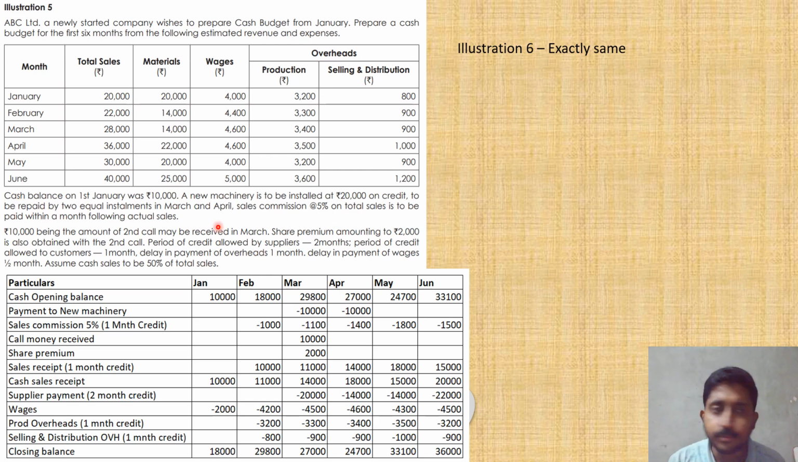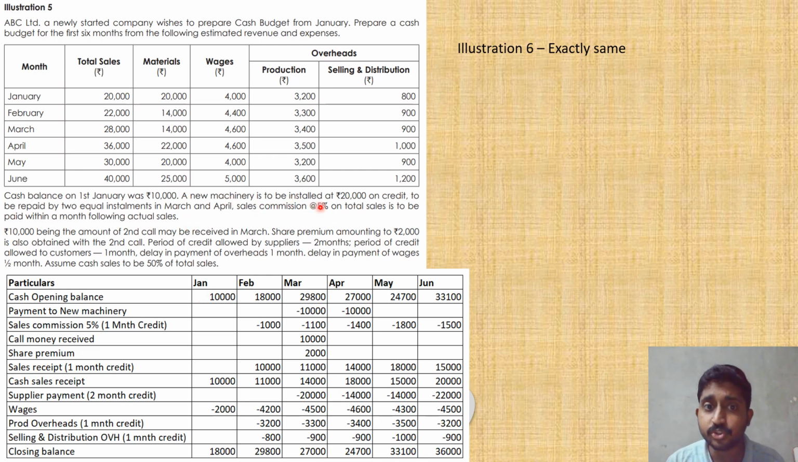Okay, so the first most important data that has come in is the cash balance on 1st January. So January to June is the period for which we are going to work. For January opening, we have 10,000 rupees in the bank account. So I am putting 10,000 rupees as the opening cash balance for January.